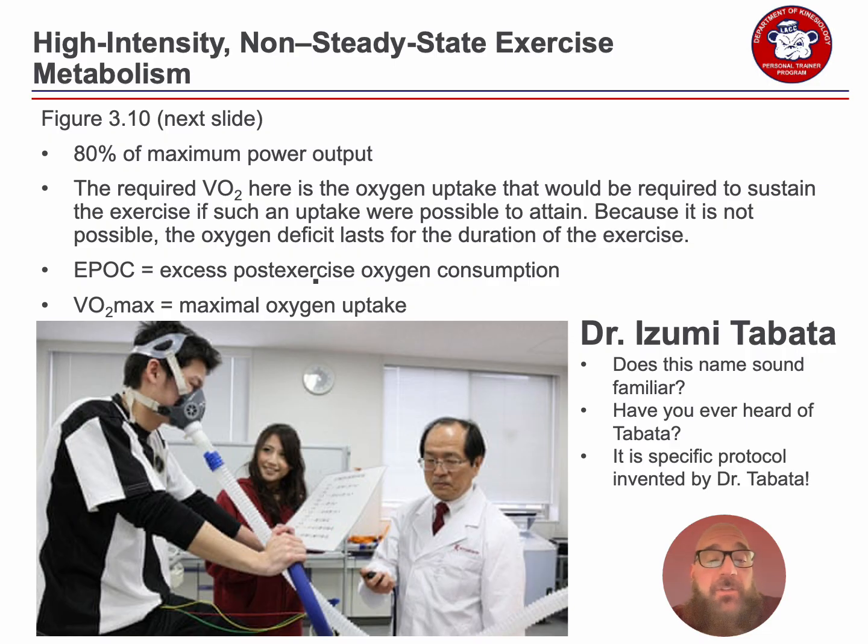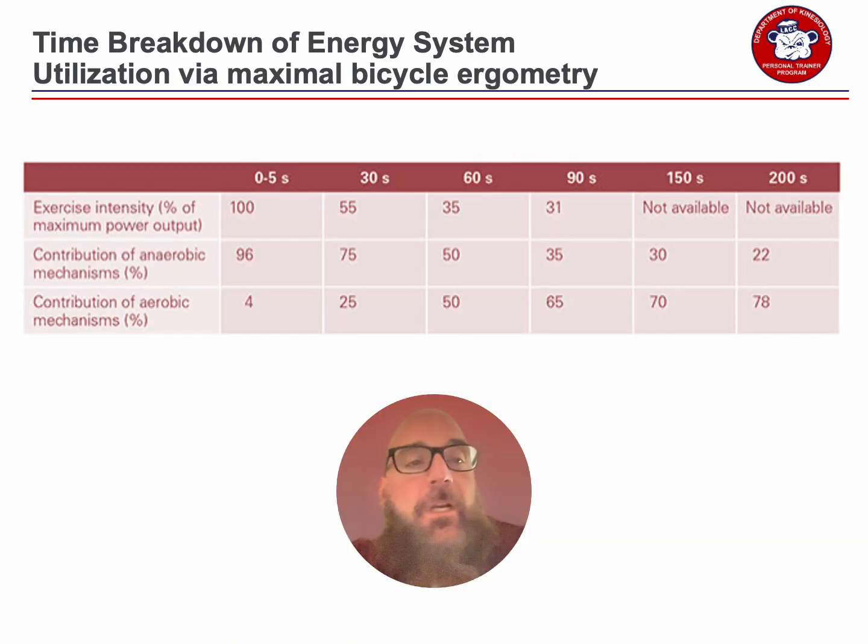Basically he started looking at, and he did cycling, like this guy's doing, with Japanese sprinters, ice skating sprinters. He did 2 days of what he called the Tabata protocol, and he was able to really enhance their VO2 max, and they also lost body fat, which is pretty cool. All right, so this is the time breakdown of energy systems utilized via maximal bicycle ergometry. That's what that guy was doing.